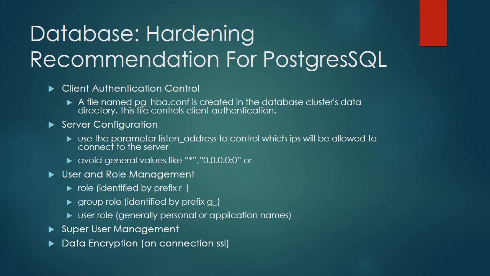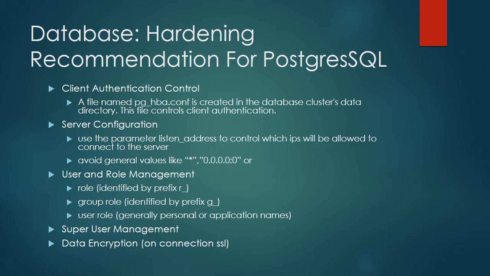Next we have server configuration. There are some parameters of the postgresql.conf that we can modify to enhance security. You can use the parameter listen_addresses to control which IPs will be allowed to connect to the server. A good practice is to allow connections only from the known IPs or your network, and avoid general values like 0.0.0.0, which will tell Postgres SQL to accept connections from any IP.